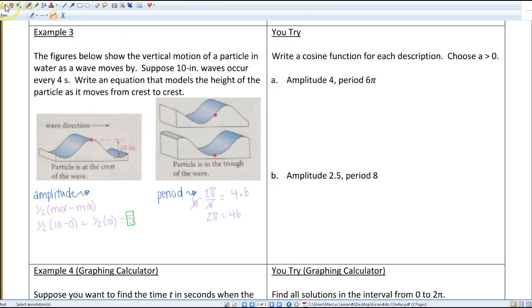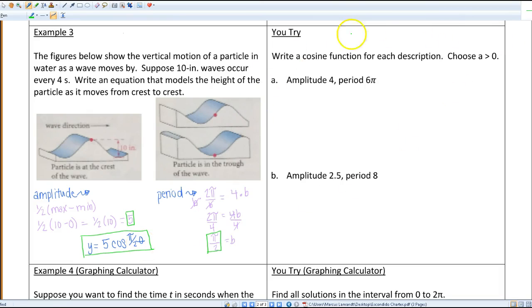I'm going to divide both sides by 4. The 4's cancel out. 2 over 4 is the same as 1 over 2. So b equals pi over 2. So if this is my amplitude and this is my b, here's my equation. y equals 5 cosine pi over 2 theta.